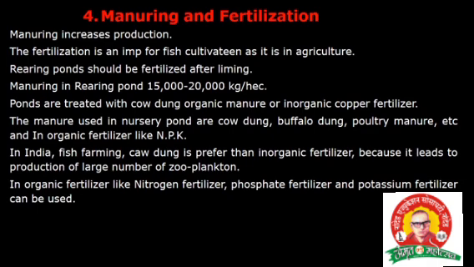Manuring of ponds: in the nursery pond, 10,000 to 15,000 kg per hectare. In the rearing pond, 15,000 to 20,000 kg per hectare. Ponds are treated with cow dung, organic manure or inorganic fertilizer. The manures used in the nursery pond are cow dung, buffalo dung and poultry dung, and the same are used in the rearing pond. In Indian fish farming, cow dung is preferred over inorganic fertilizer because it leads to production of a large number of zooplankton, which are beneficial to the katla, mrigal and all fishes belonging to the carp group.